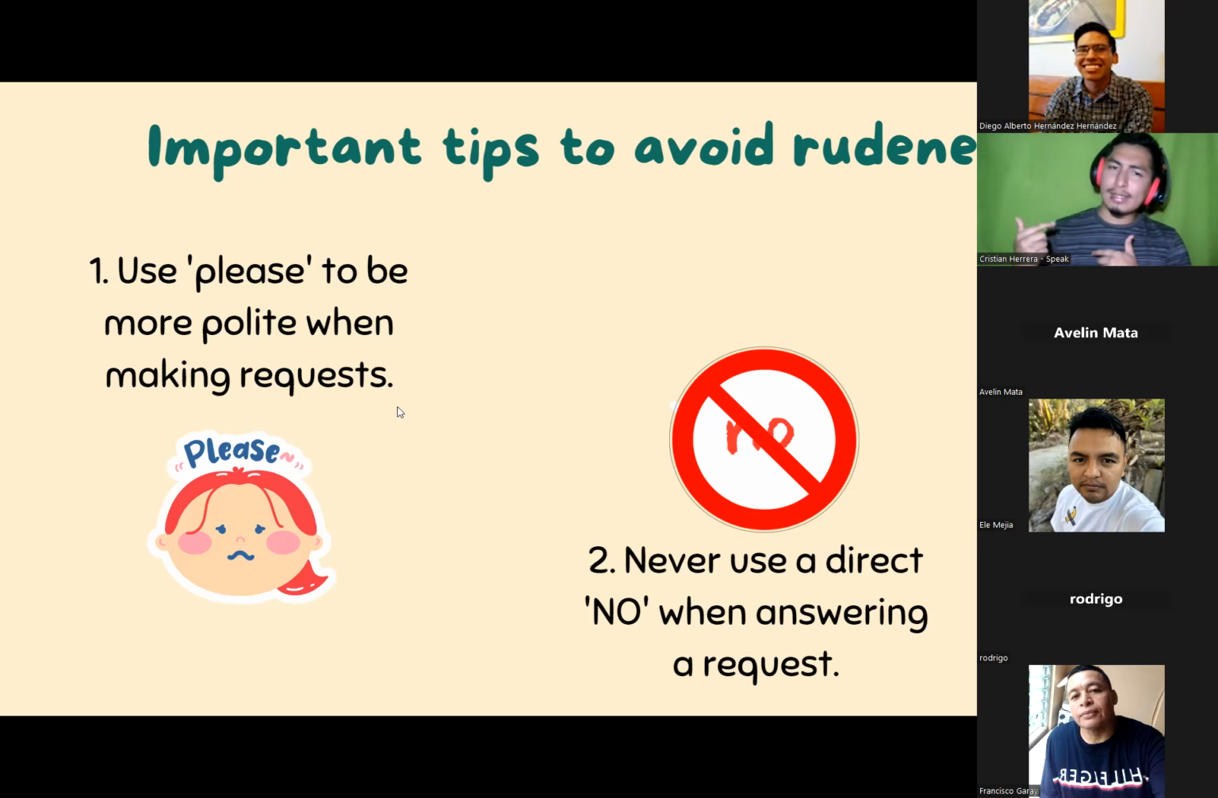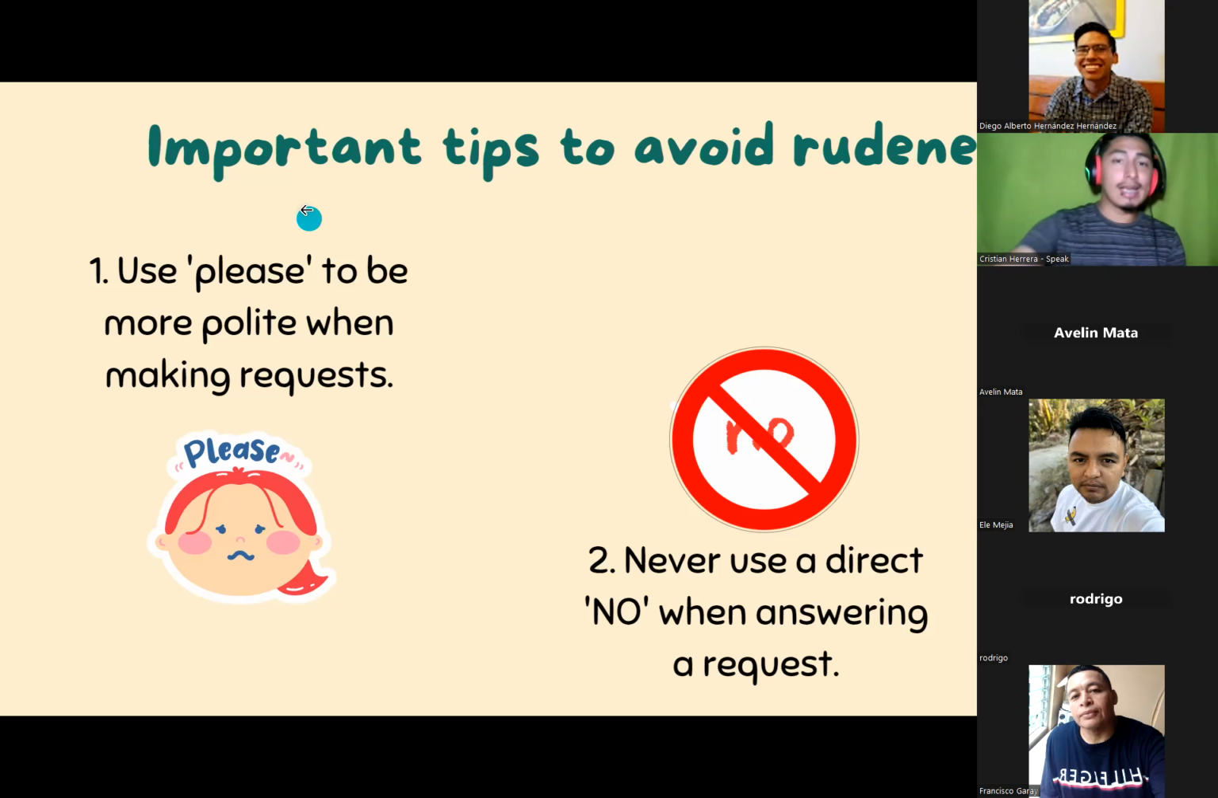Or could you please tell her to come to my office? Please can go in the middle, or it can go at the end of the question. Or in some cases, guys, please, could you tell her to come to my office? It can go at the beginning of the question, guys. It depends on the structure and also in the emphasis we want to give to what we say. So we can use them with any of these modals.